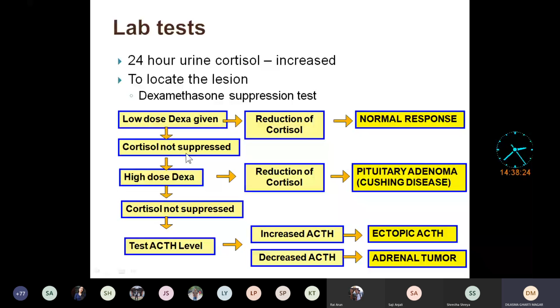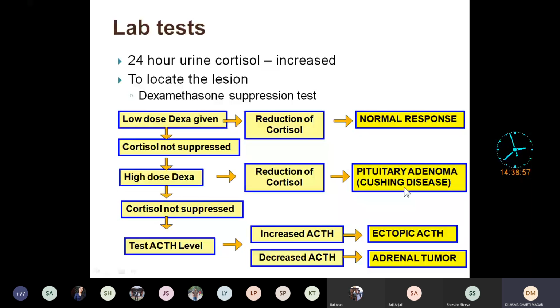Here the high dose of dexamethasone is given, and if it causes a reduction of the cortisol, it indicates that the lesion is in the pituitary. So a pituitary adenoma is there. Because of the pituitary adenoma, it is releasing more and more ACTH, finally leading to Cushing's disease. Understood? Cushing syndrome and Cushing disease, I already told you, isn't it?